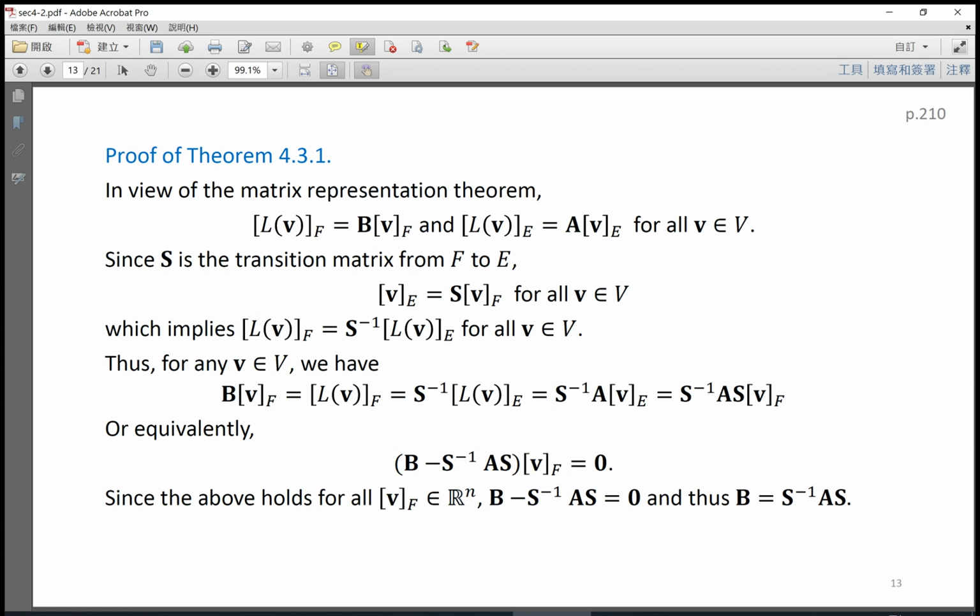Similarly, if we select v as the second element in the basis F, then the coordinate of v with respect to F is the second element in the standard basis of Rn. And then this equality will imply the second column of B minus S inverse AS equals the zero vector. Following similar steps, we can show the column vectors of B minus S inverse AS are all zero vectors, and therefore B minus S inverse AS is the zero matrix, and thus B equals S inverse AS, and the proof is finished.